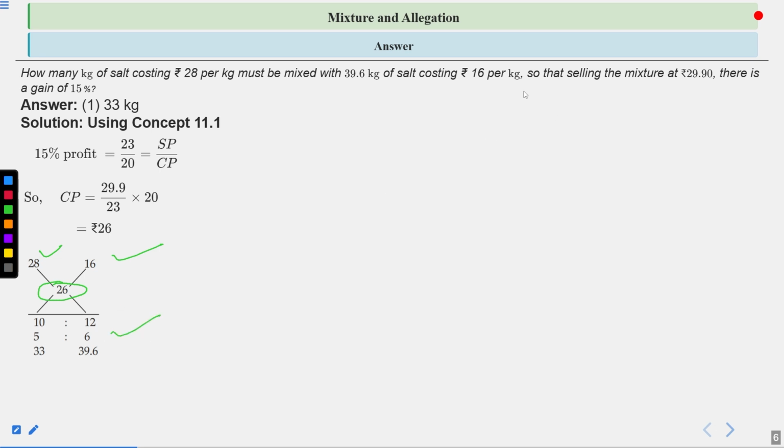Now it is given that the 16 rupees per kg salt is 39.6 kg. So we can compare it. This 6 unit equals 39.6, so what will be the value of 5 units? Simplifying it, we get 33 kg. So the required quantity becomes 33 kg. The first option is the correct answer of this question. Next one.